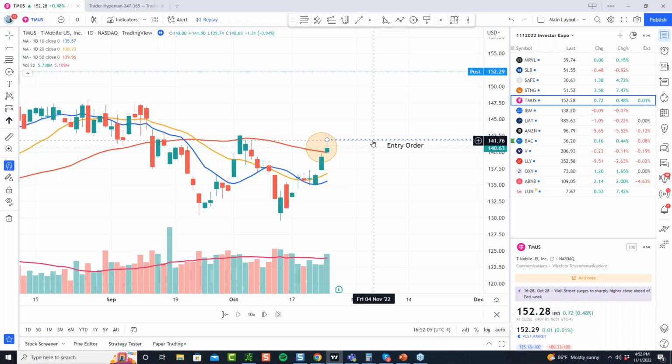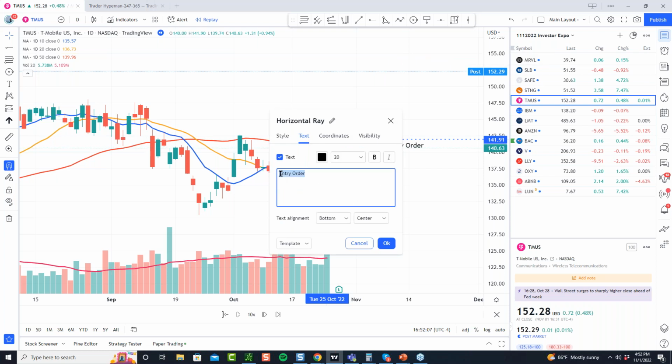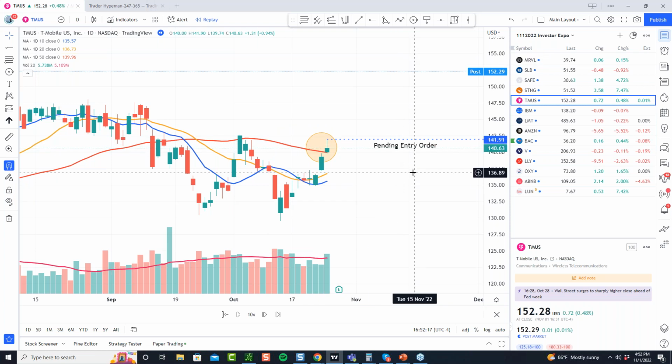So this entry order becomes a pending order. And there's a method you can set this up in your trading accounts. I use Thinkorswim, but it's not proprietary to Thinkorswim. I set a pending order that's good for tomorrow, the next day, because it's only a breakout if it actually breaks out, right?